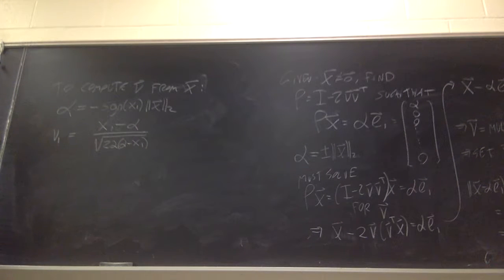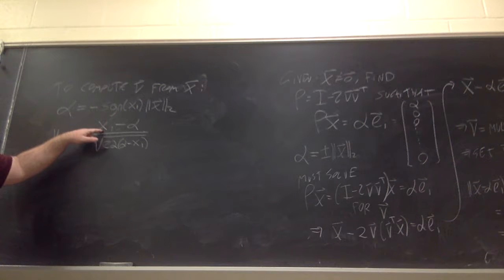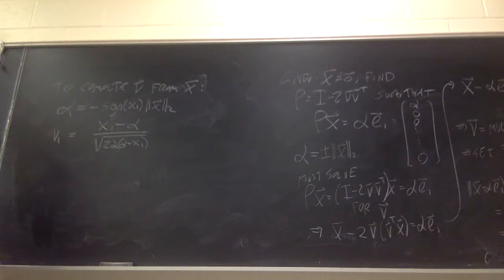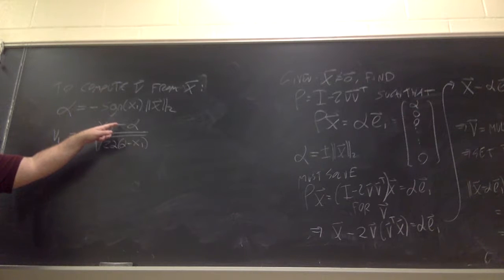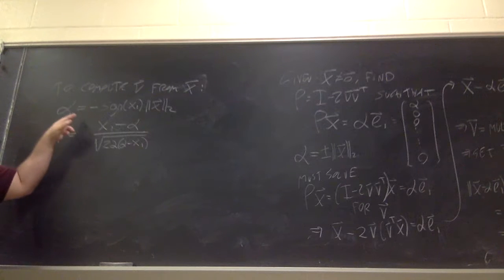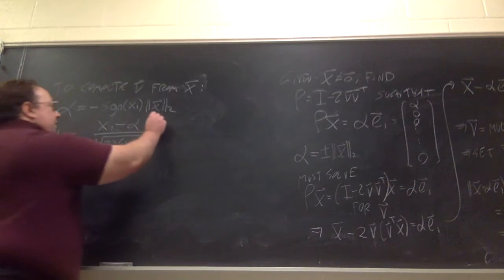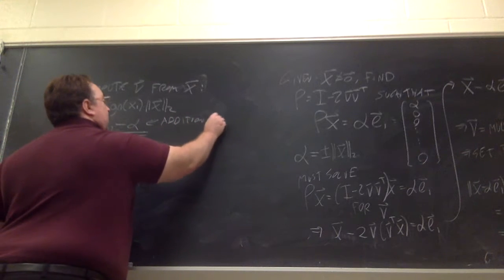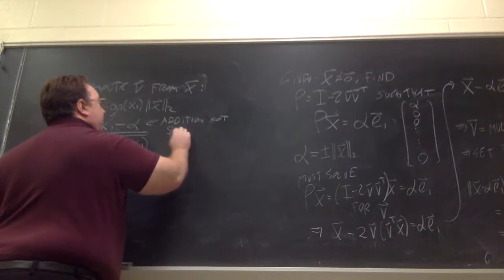Let's suppose that x1 is positive. Then the sign of x1 will be 1, so that means that alpha is going to be negative. A negative and a negative will make it a positive. So in other words, the sign of alpha is chosen so that this is actually an addition, not a subtraction. In other words, both numbers being added have the same sign.